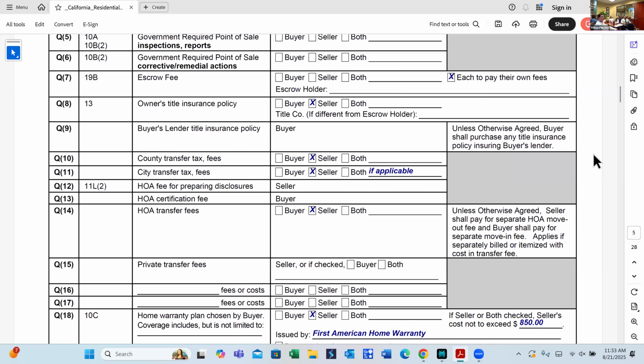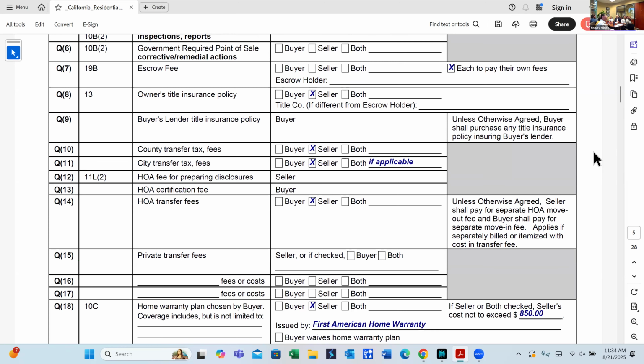Then Q10, county transfer tax and fees, it's customary that the seller pay, so I would check that box. In Orange County, the transfer tax and fees are $1.10 per thousand. In Los Angeles, or the city of Los Angeles, I think it's $4.50 per thousand. It's huge. Yeah. And then city transfer tax and fee. People don't pay any taxes there, right?